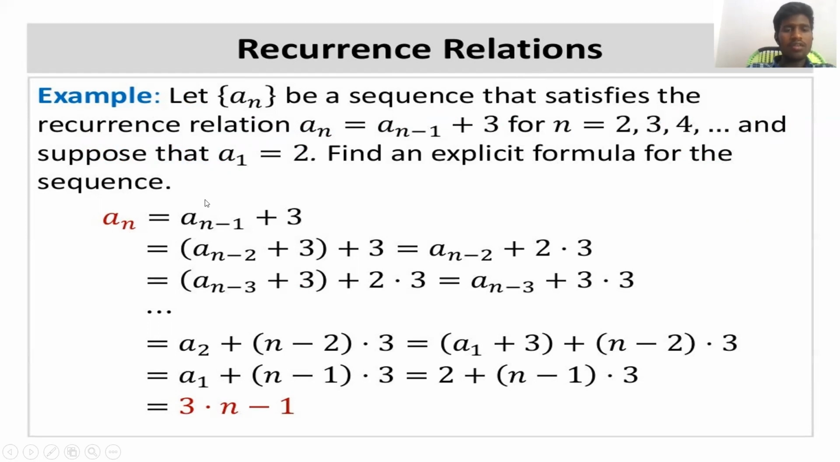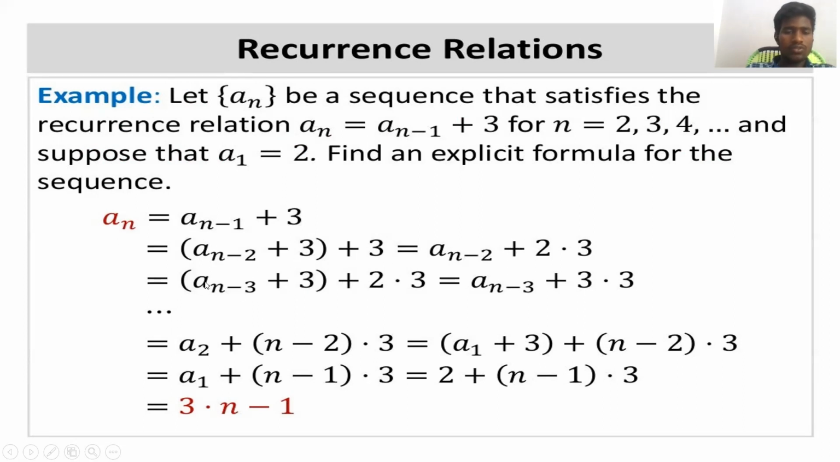In place of an-1, we write an-2 + 3. Here n is there, and here n-1 is there, and here n-2 is there, because we have to write the preceding value. The preceding value of an is an-1, and the preceding value of an-1 is an-2. So an-2 plus 3, and the 3 remains as it is. Finally, we get an-3 + 2 into 3.